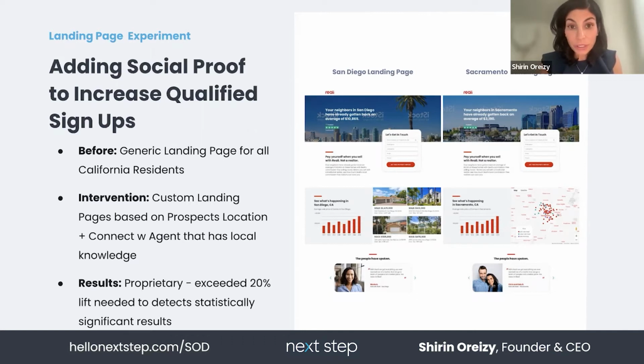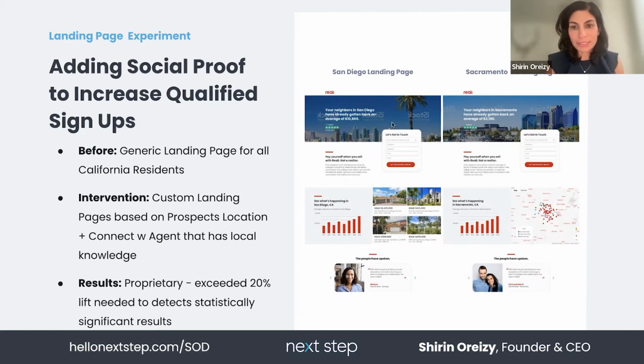And so when we came in and we looked at what they were doing, we noticed that they were using one generic landing page for all California residents. And so the intervention we wanted to design was leveraging this idea of pure social proof. So basically signaling to people that they provide solutions for people similar to you in your geographical region.